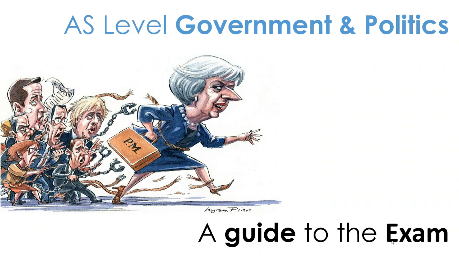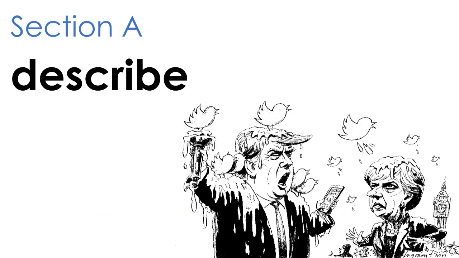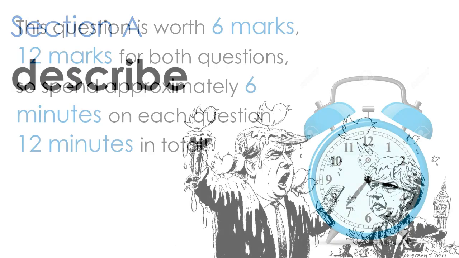Okay guys, this is the first video of 3 and it is a guide to approaching the Government and Politics AS Level Unit 2 exam. So first of all we're going to have a look at section A, and this is the shortest part of the exam and also the most straightforward in terms of how to approach it.